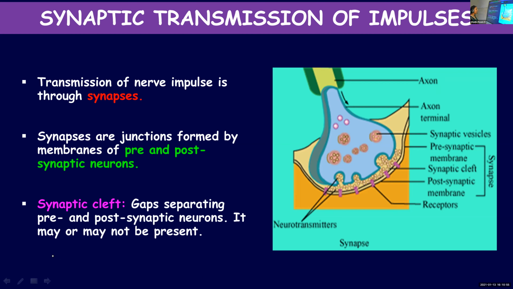And then there is a gap. You can find a gap between the two neurons. You call this gap a synaptic cleft. So synaptic cleft is the gap separating pre and postsynaptic neurons. Sometimes these will be very closely present, so the cleft may or may not be present. In the majority of cases you find a synaptic cleft. So once again I'll repeat the points.